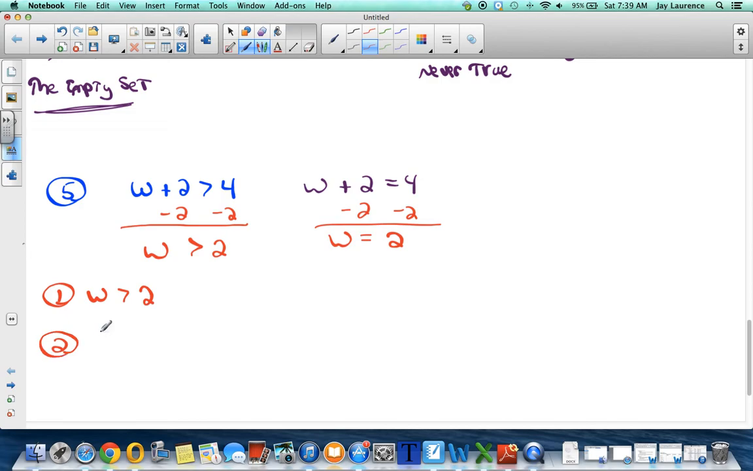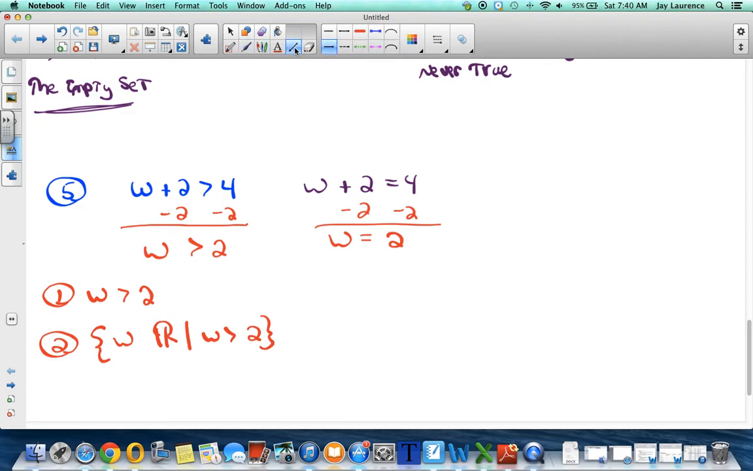Do your set notation. W, because that's the variable, any real number such that w is greater than 2. There's your set notation.